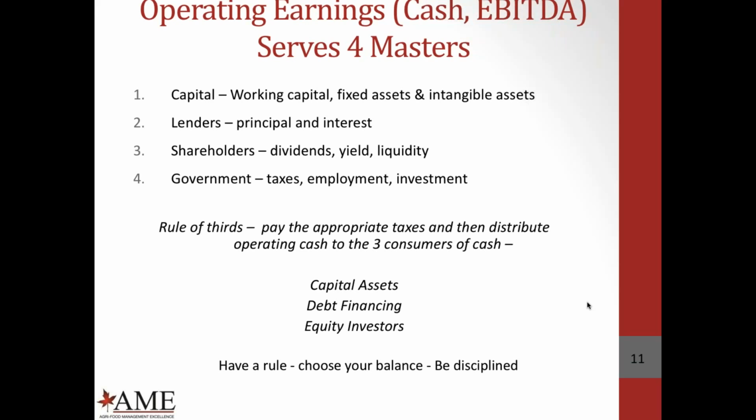Sometimes it's rule of the thirds, but it's to pay the appropriate taxes and then distribute the operating cash to the 3 consumers of the cash. So that would be your capital assets, your debt financing, and the investors. So what is your rule? That is for you to define. Choose your balance, but the key is to be disciplined once you decide what that rule is and continue with that. Obviously you want to review it, but it's one of the things that you need to consider when you're looking about where is that cash going and who are the people and how much will be going to them. Any questions there?